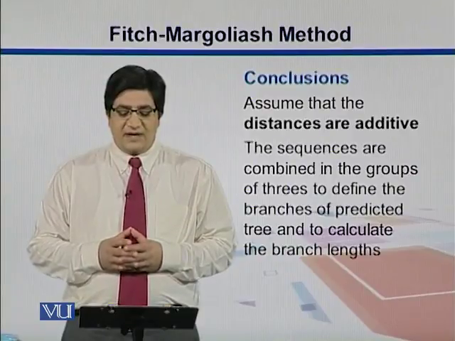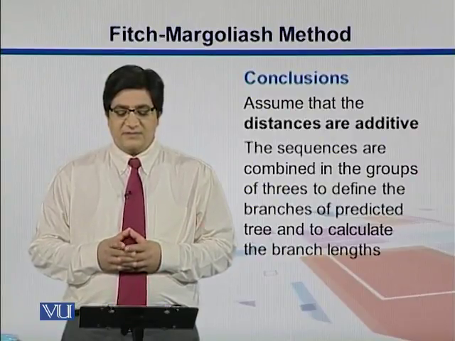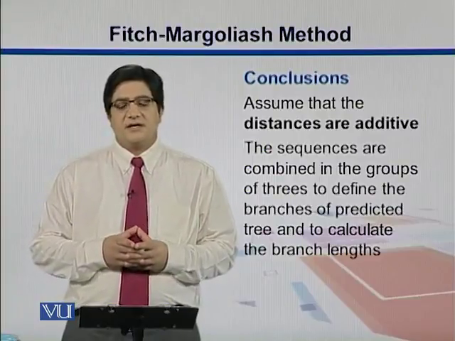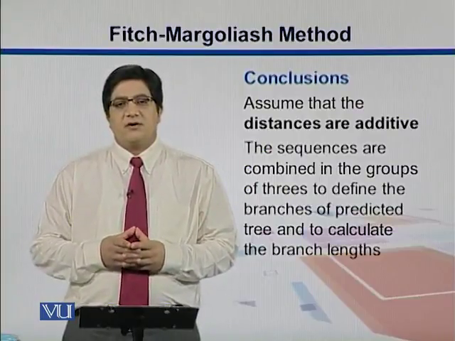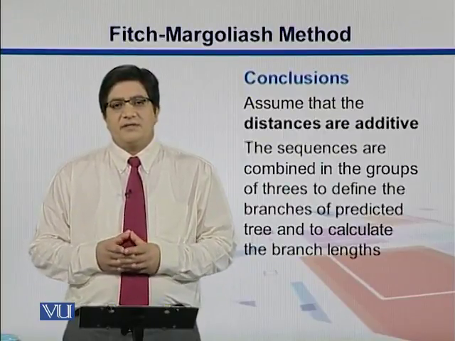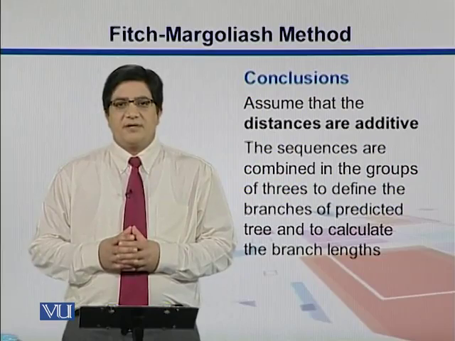So in the end, we see that this method, Fitch-Margoliash, is using the distance matrix. It's not assuming the molecular clock hypothesis, but it's assuming additivity, and it's doing some algebraic manipulations.